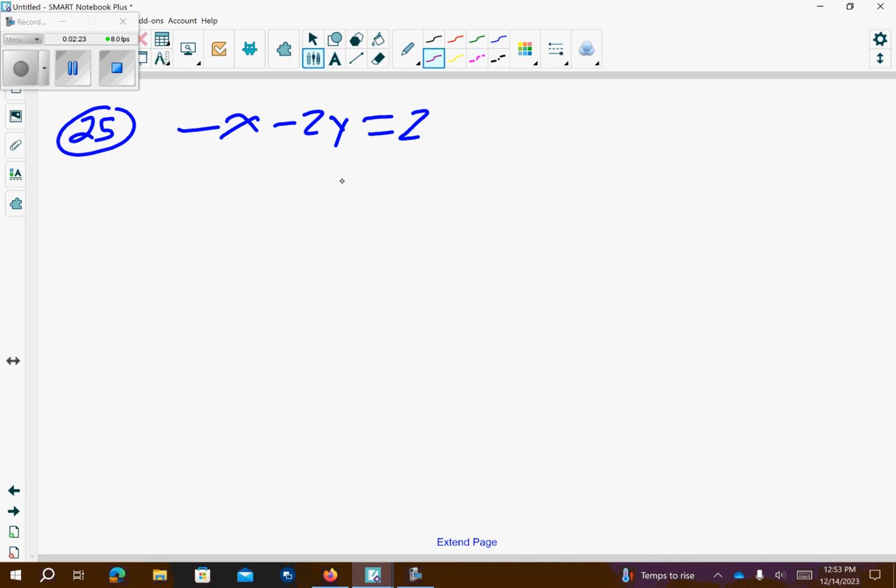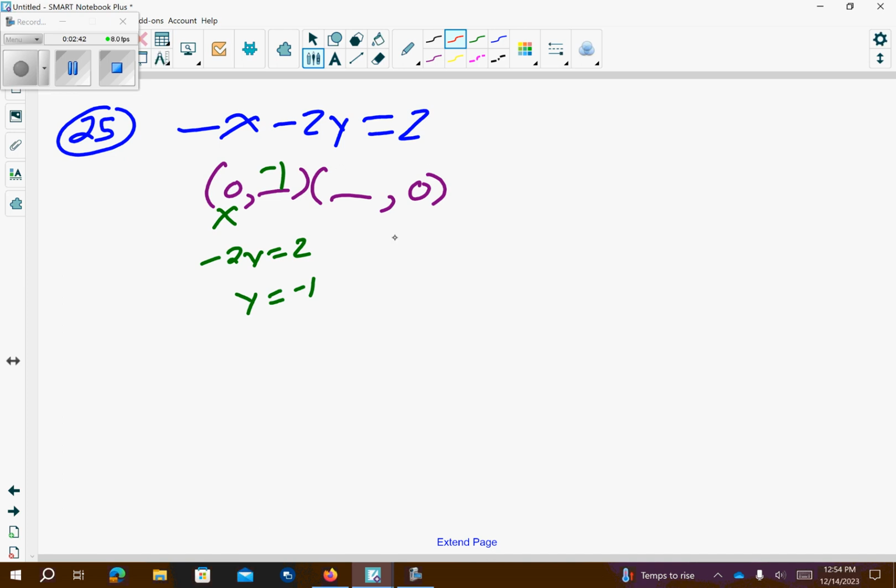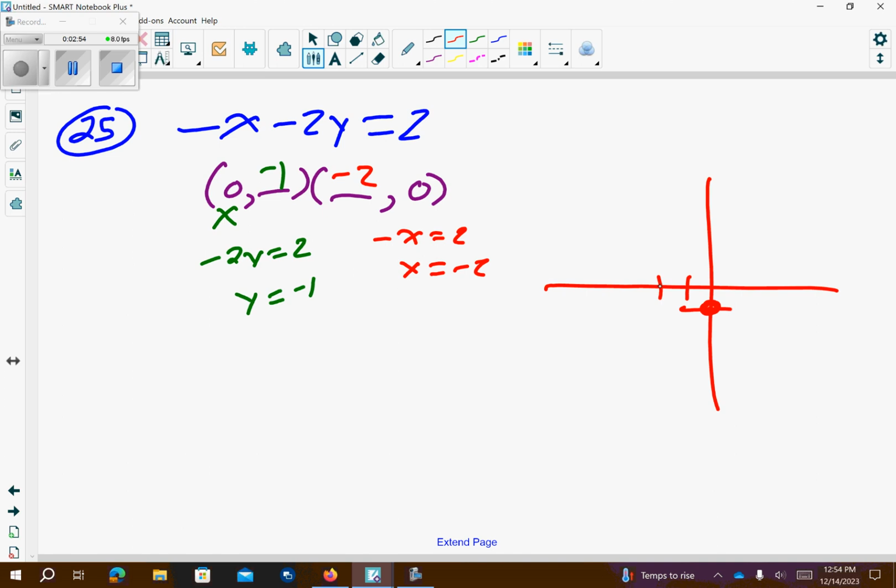Number 25, they want you to graph this. Okay, so let's do the cover method. 0, comma, blank, blank, comma, 0. Okay, remember this is an x value, so ignore this x. So you just have negative 2y equals 2. Divide both sides by negative 2, so you get negative 1. And then the second one, this is a y value, so you ignore this. So you get negative x equals 2. Multiply both sides by negative 1, so you get negative 2. So you're going to look for the graph that goes 0, negative 1, and negative 2, 0. Whatever graph matches up with that.